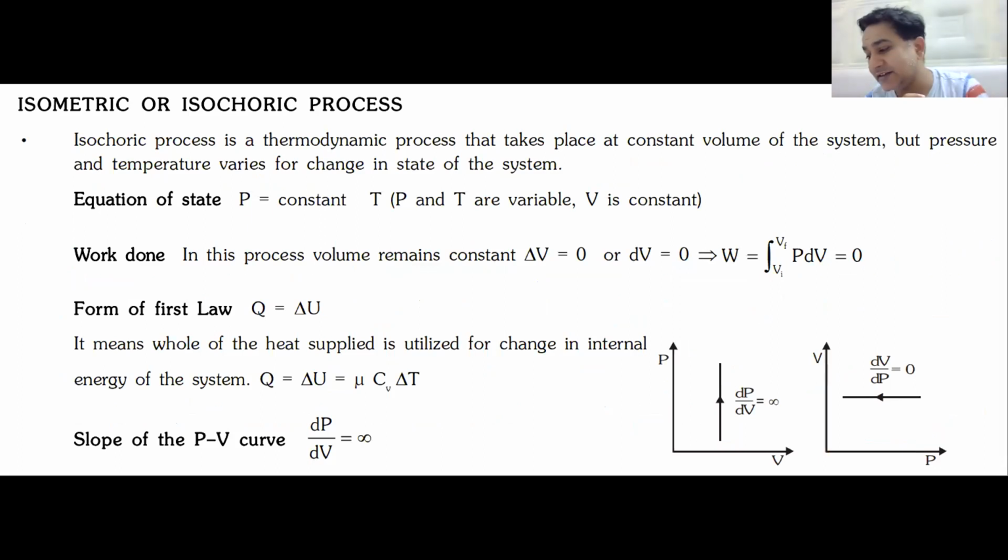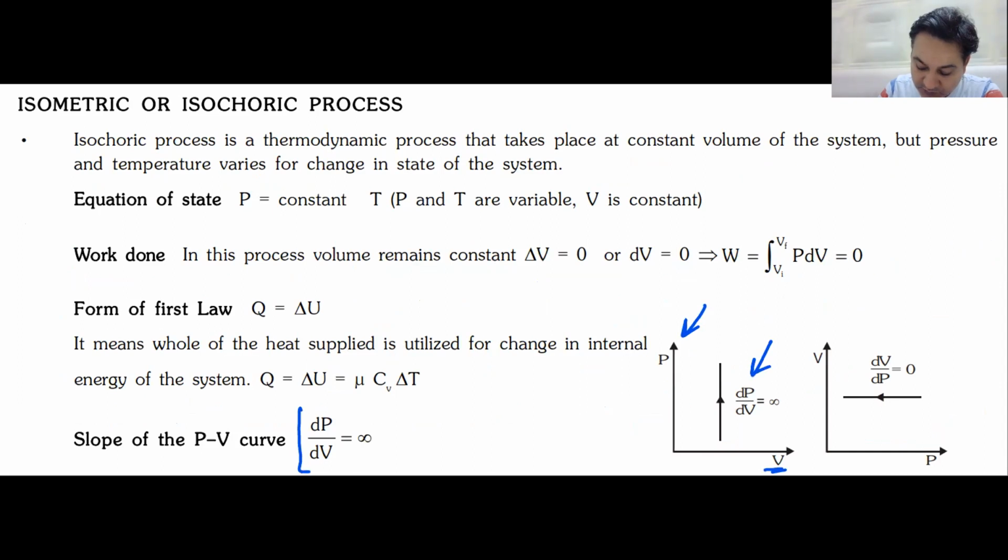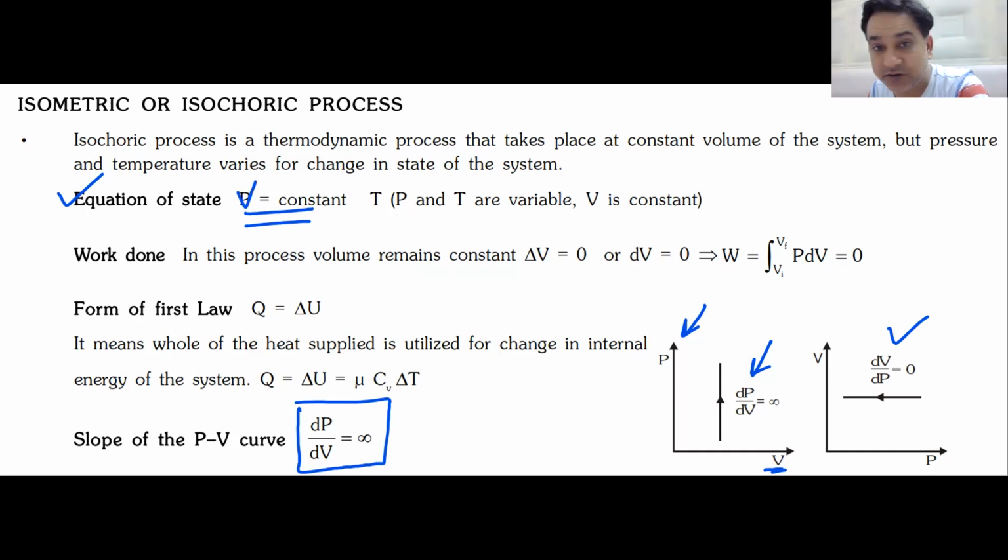Isochoric, sometimes it is also known as isometric. Here the volume, as you can see, is remaining constant. The slope of the pressure-volume curve is infinite or not defined. Sometimes they might give you the reverse of it: instead of a PV graph, they might give you a VP graph. So must remember this. Equation: volume is constant. Pressure and temperature are variable. So you can write P is directly proportional to T. Yes or no?